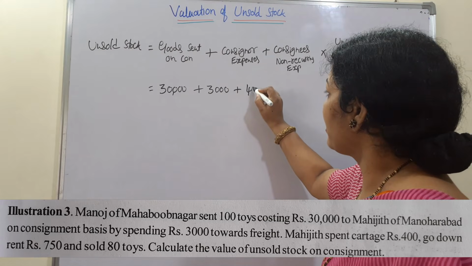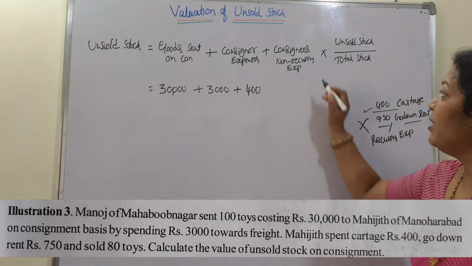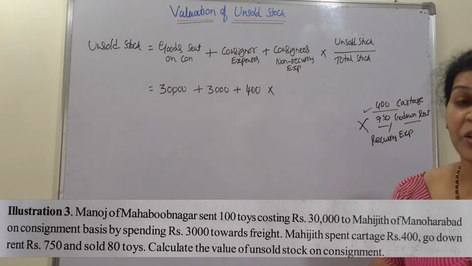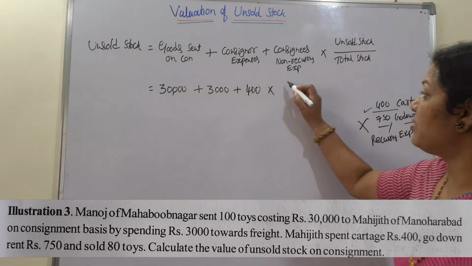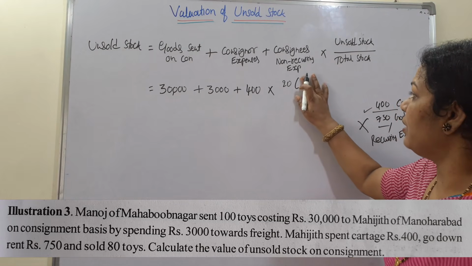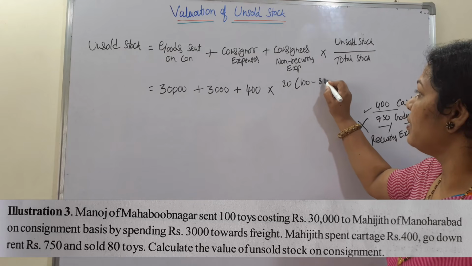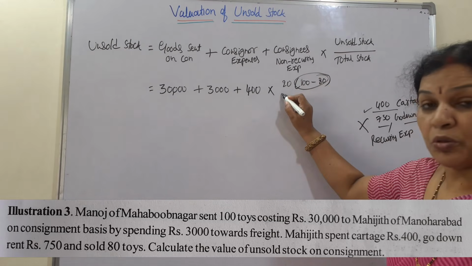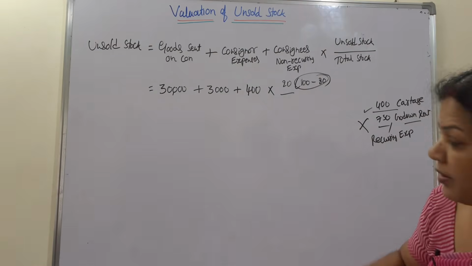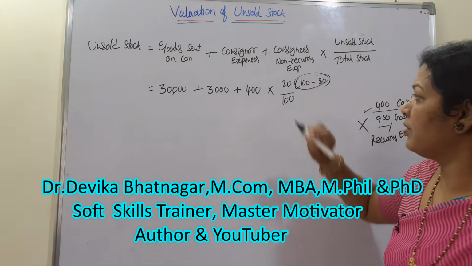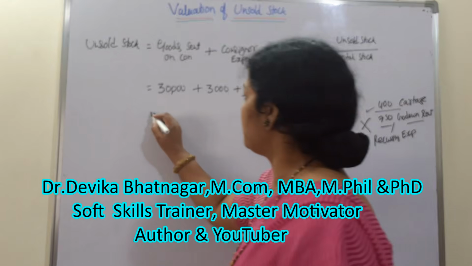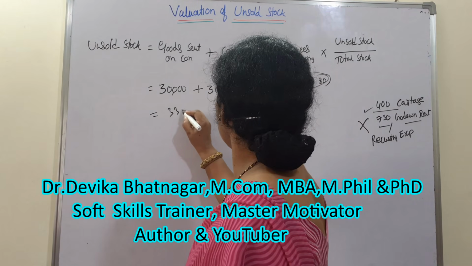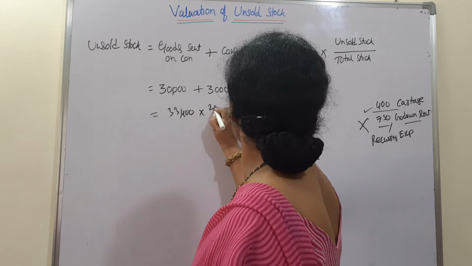Consignee's non-recurring expenses 400, into total goods are 100 toys. Out of this 80 toys sold, means unsold is here 20. How did you get 20? 100 minus 80. So this is in brackets I am saying. 20 unsold by total. Total is here 100. Total toys are 100. That's all. Simple calculation we need to do. So 30,000 plus 3,000 plus 400, 33,400 into 20 by 100.